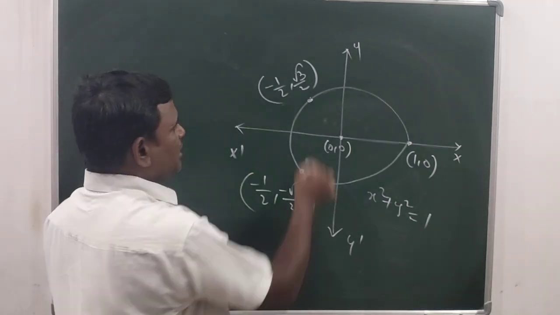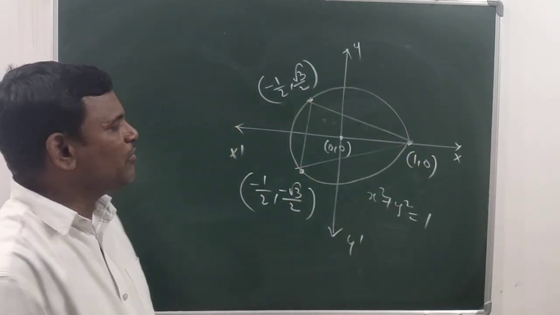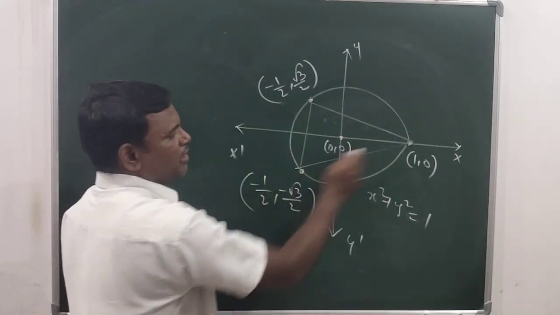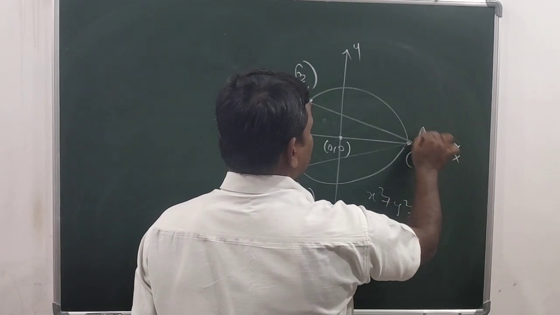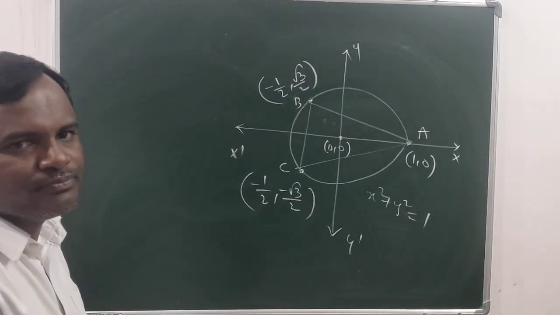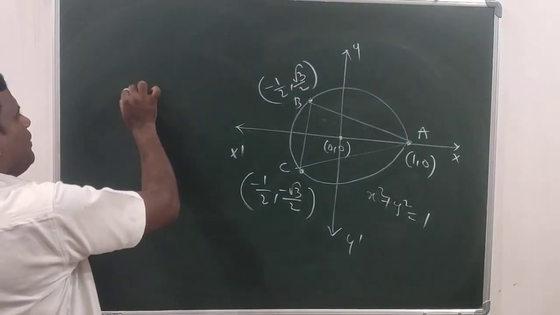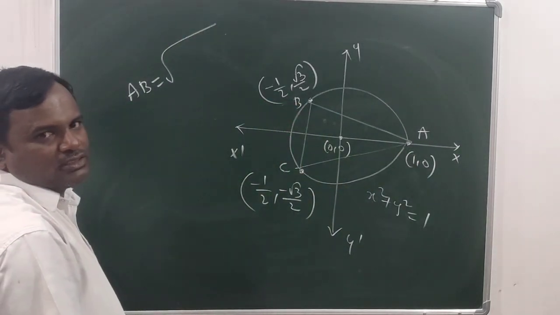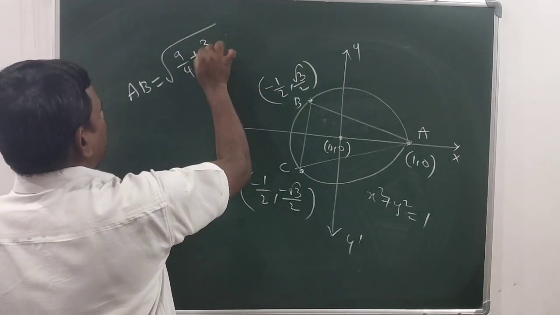Okay students, if you connect them, you will get a triangle called an equilateral triangle. If you want, you can verify the lengths: measure the distance from here to here, here to here, here to here, and you will get the same length. Let us name these points A, B, C. You got an equilateral triangle ABC. If you want to measure the length, you know how to find it. AB is equal to how much? Here 1 minus of minus 1 by 2, plus 3 by 4.